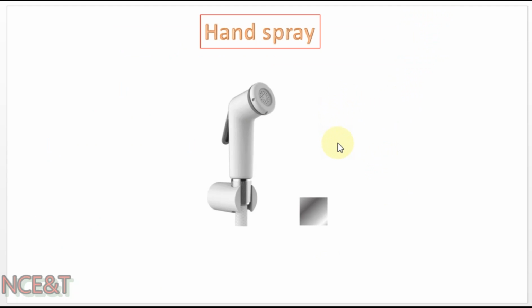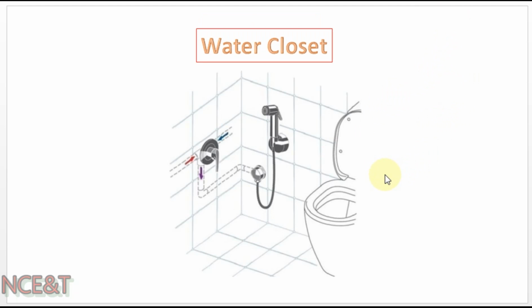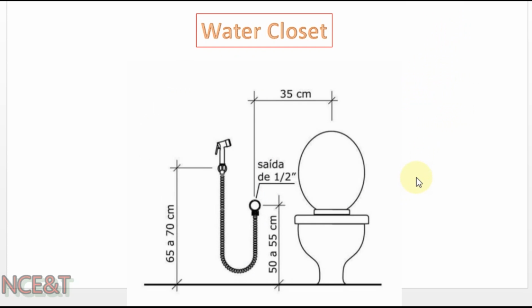This is hand spray that we use for cleaning purpose after the use of water closet. In this picture you can see how we install the hand spray beside the water closet, and here are the standard dimensions to be used during the installation for hand spray.